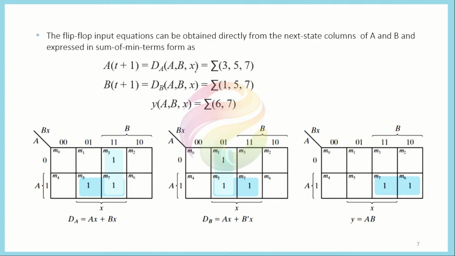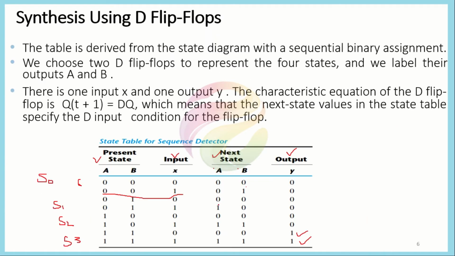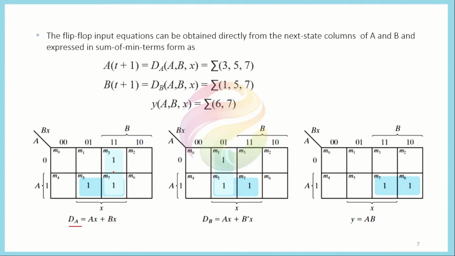First, we derive the equation for the input of the first flip-flop, which is represented as DA. We can see from the table in the last lecture that its value is 1 at minterms M3, M5 and M7. So we place 1 there and solve it through the normal K-map minimization process. This will give us this Boolean expression. Secondly, we would solve it for the next flip-flop input, which is DB.